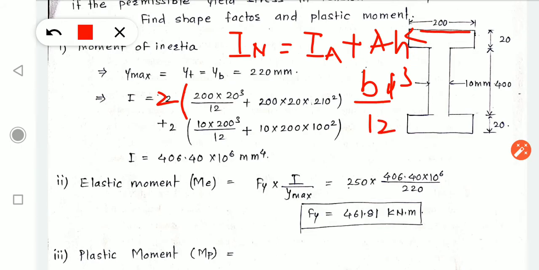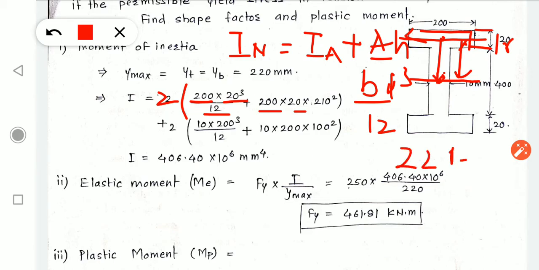What is B? B is 200, depth is 20. So B into D cube divided by 12. Then area will be 200 into 20 into center distance. From the center up to the neutral axis from the bottom, what will be the difference? For this it is 10, from this it is 10, and the remaining will be 220 minus 10. So it is 210.